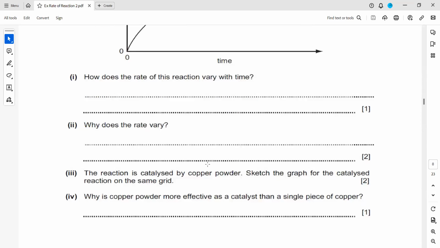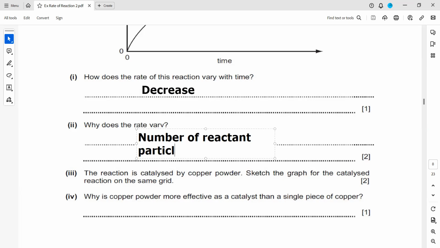So, how does the rate of this reaction vary? And why does the rate vary? Actually, they divide this question into two parts. How does the rate of this reaction vary with time? You will mention the rate of this reaction decreases with time. And why does the rate of this reaction vary? Because the number of reactant particles decreases. So there will be fewer collisions. That's why the reaction will be slower.